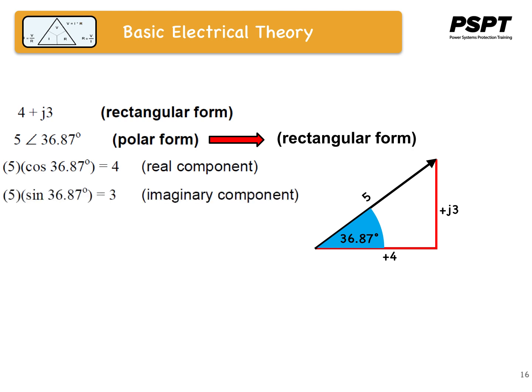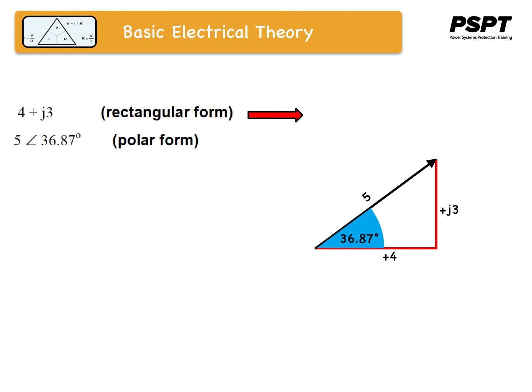And in the case of the imaginary component, the north-south component, you'd take the magnitude and multiply by the sine of 36.87 degrees, and that would give you 3. So we successfully converted the polar form to the rectangular form.